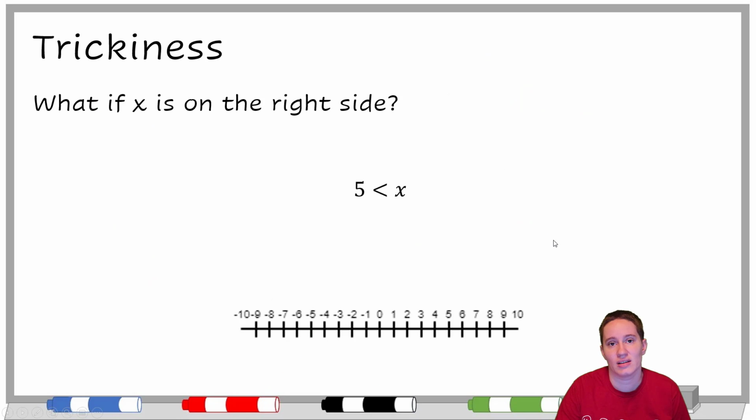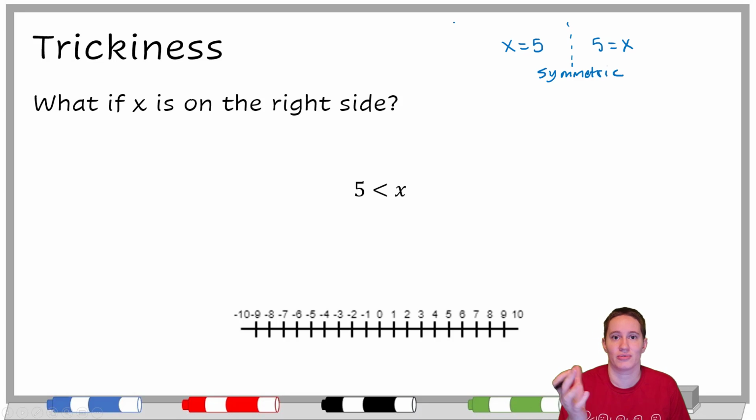There are a couple things that make inequalities trickier than an equal sign would be. When we have equal signs, saying x equals 5 and 5 equals x is the same thing. The property that says that those are the same is called the symmetric property, because we can think of this as having symmetry, like a reflection thing happening.